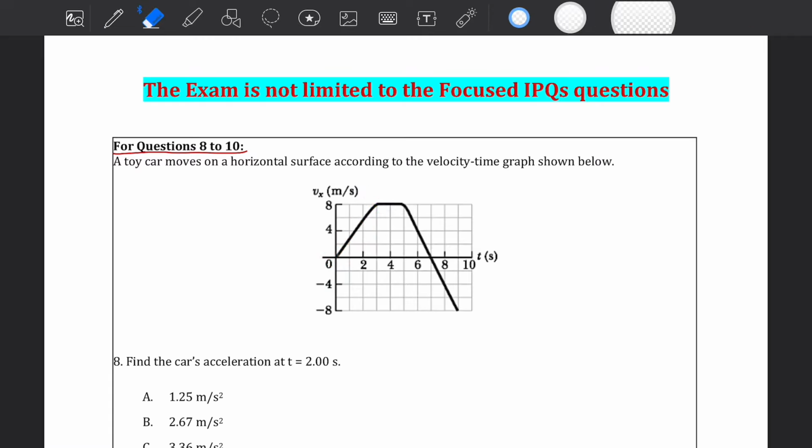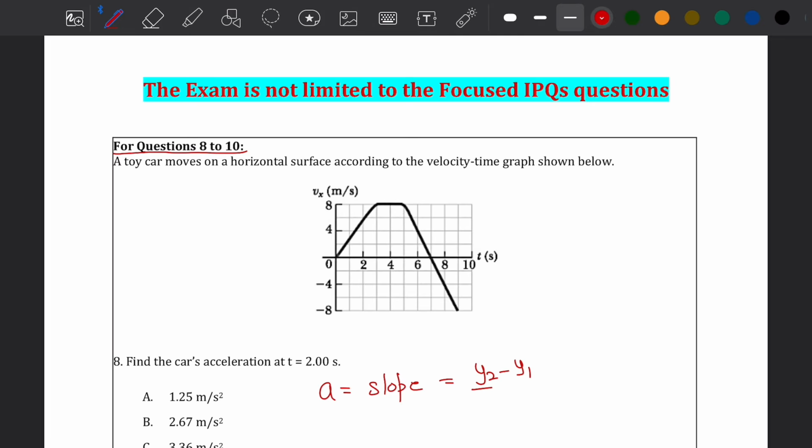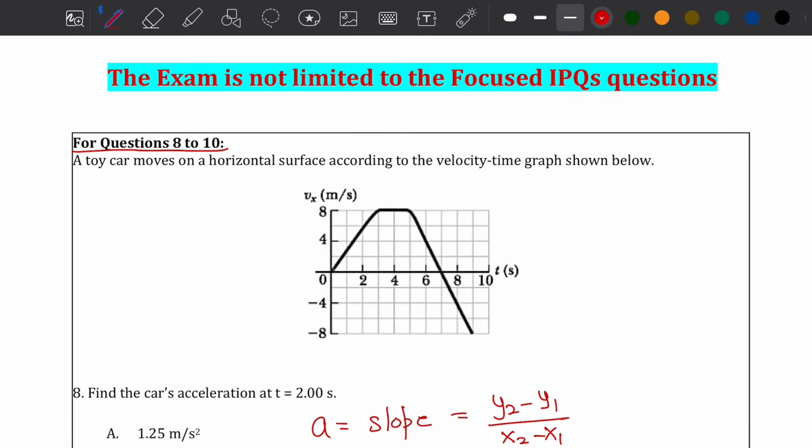So let's just first write that acceleration is equal to slope, which is y2 minus y1 over x2 minus x1. And I need to take any 2 points which I can read easily from the graph. So on the graph, I'm going to check this point. I can see that I can read it properly. It's 3 and 8, and I can take 1 point here which is 0 and 0.